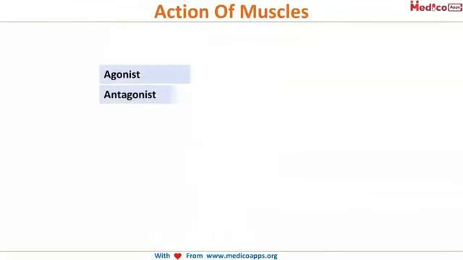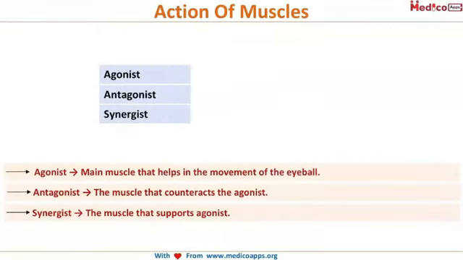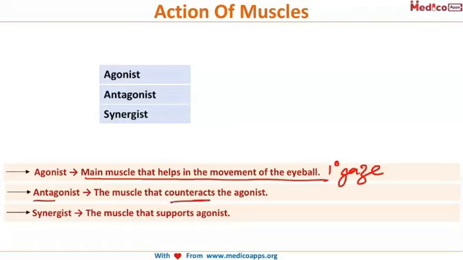Now let's understand here the concept of agonist, antagonist and synergist. Agonist is the main muscle that helps in moving the eyeball in the primary position, in the primary gaze. An antagonist, as you can guess by the name, counteracts the agonist, and the synergist is the best friend of agonist, that is, it supports the action of the agonist. Synergist supports, antagonist counteracts, and agonist is the main muscle in primary gaze.